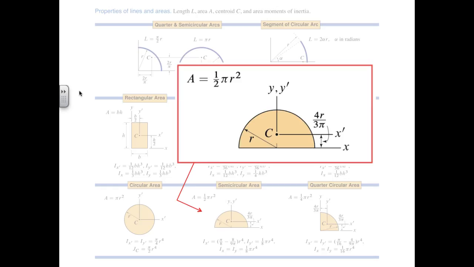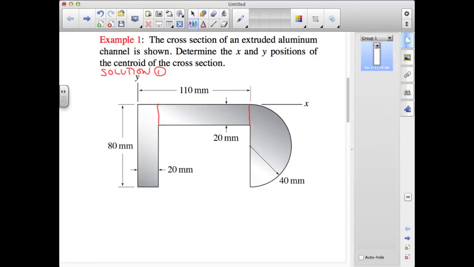Let's now go back to our example and find the centroid of the composite. In the first solution, I'll define the rectangular boundaries this way, and I'll call these 1 and 2. And we can see that their centers are right in the middle of these rectangles. I'll call the semicircular section 3, and we know from our table that its center is here, and that this distance is 4r over 3 pi.